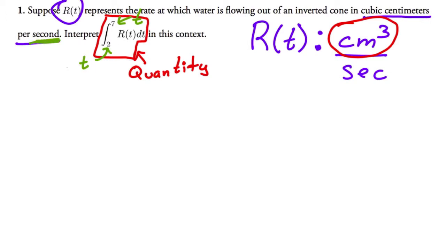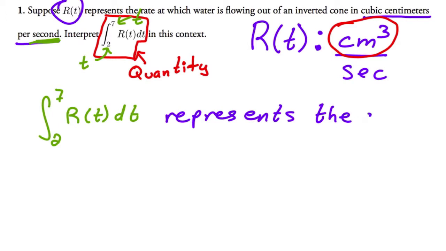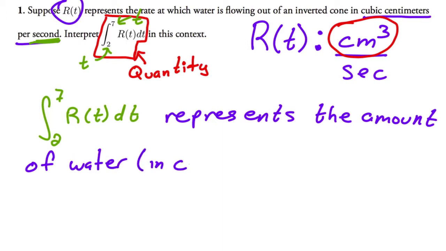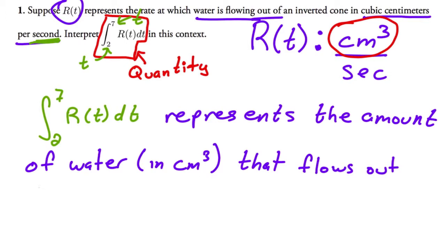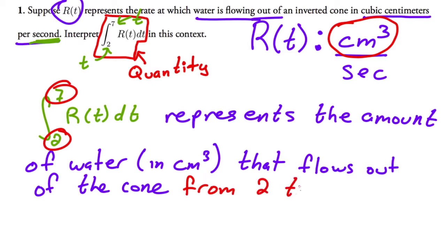Okay, so the interpretation is that the integral from 2 to 7 of r of t dt represents the amount of water in cubic centimeters. And what are we talking about? We're talking about water flowing out. So this is the amount of water that flows out of the cone. And then that's where you bring in the limits of integration: from 2 to 7 seconds. The units are really important, and you get them from the original units that you had.